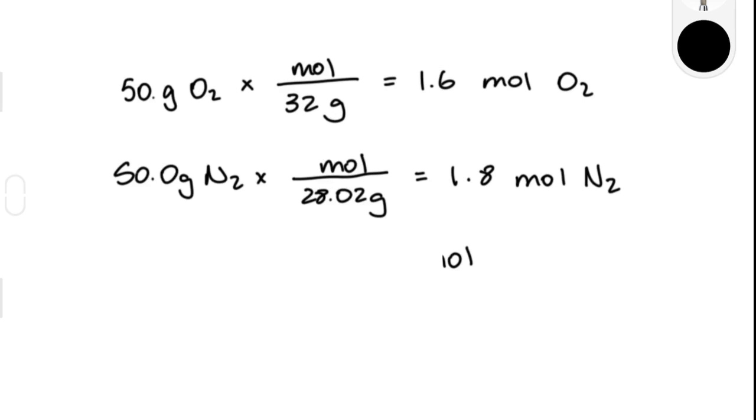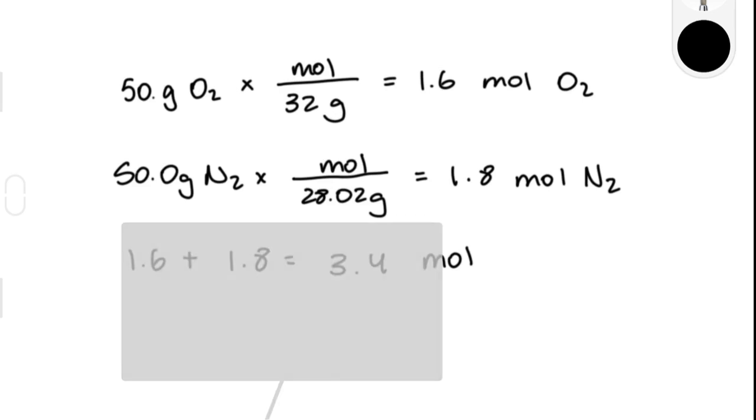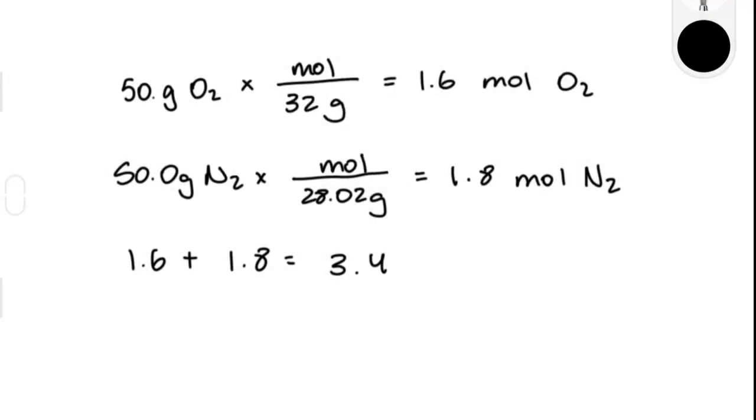50 grams of O2 divided by the molar mass, 32 grams per mole, gives us 1.6 moles of O2. 50 grams of N2 divided by the molar mass of 28.02 grams per mole gives us 1.8 moles N2. We need to add these moles to get the total amount of moles, which is 3.4 moles.